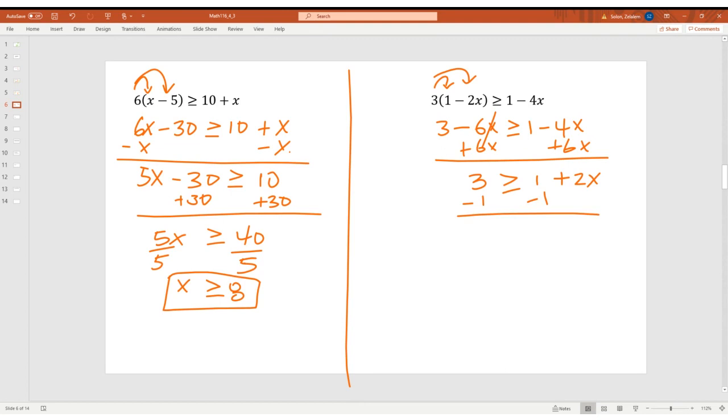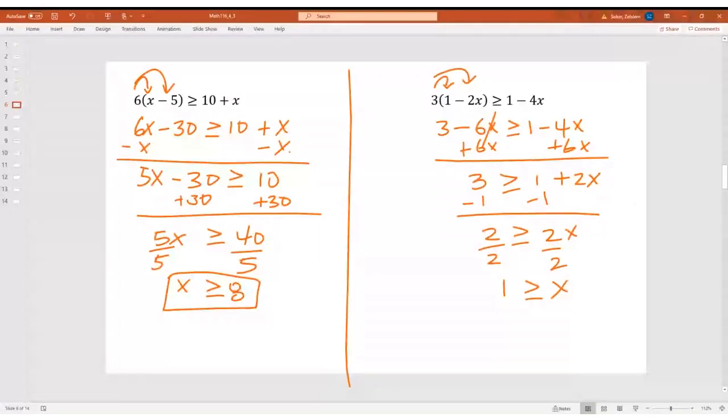You can add 4x on both sides and you get 3 minus 2x. That way you can have the same solution. So you have 3 greater than or equal to, 3 minus 1 is 2. So you have 2 greater than or equal to 2x. So divide by 2. I'm dividing by positive. 1 is greater than or equal to x.